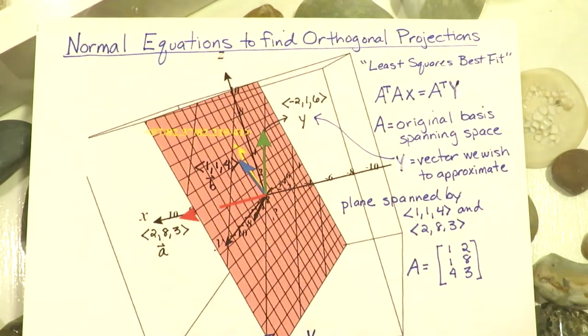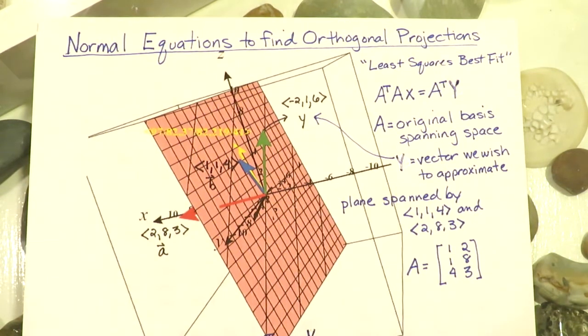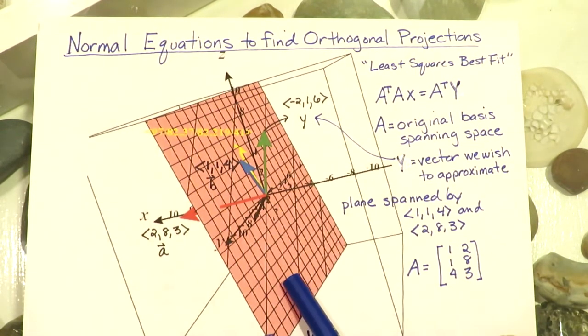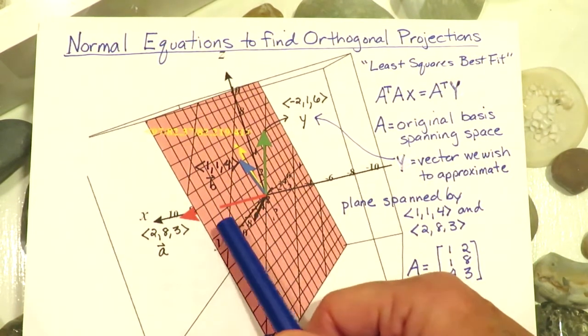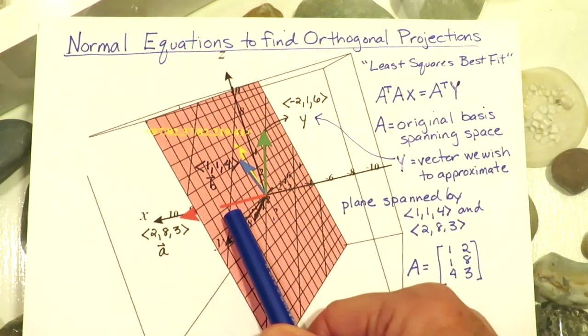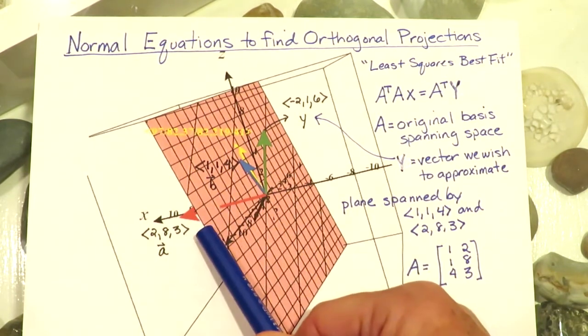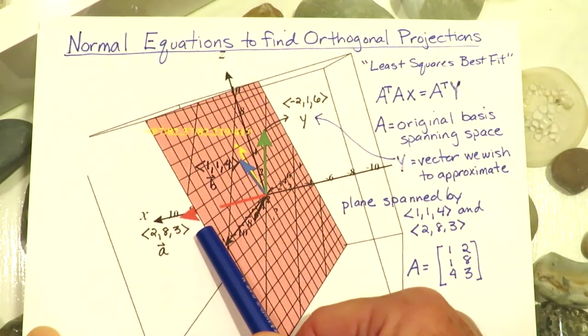In this episode of Remedial Linear Algebra, we will be looking at the method of using normal equations to find an orthogonal projection of a vector that does not lie in the span of two other vectors. Here we have a plane in R3 spanned by the vectors (2, 8, 3) and (1, 1, 4). These two vectors are independent, thus they span a plane and not a line, but they're not perpendicular to each other. They're not orthogonal. But the method of normal equations allows us to work with the original vectors and not have to find an orthogonal basis first in order to find an orthogonal projection.